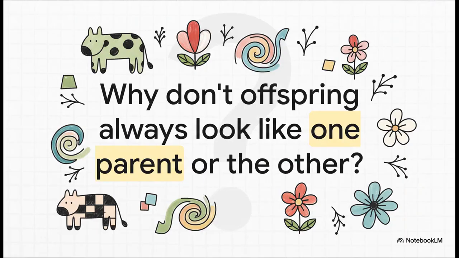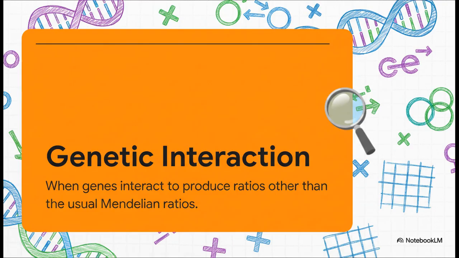I mean, think about it. If it was just a simple case of one gene always winning, wouldn't the world look a lot less varied? Why do we see traits that are a blend of parents, or a mix, or something totally unexpected? The answer goes way beyond those simple Punnett squares we all had to fill out. And that answer has a name: genetic interaction.